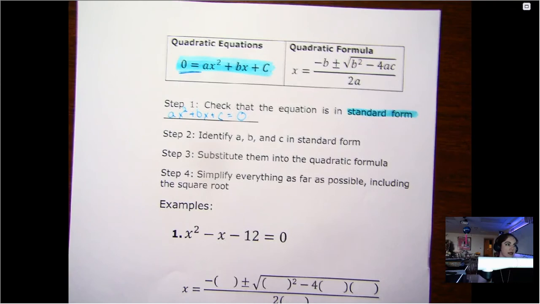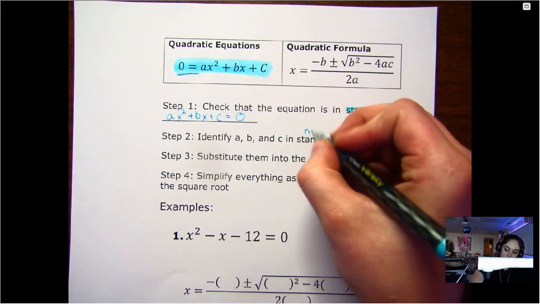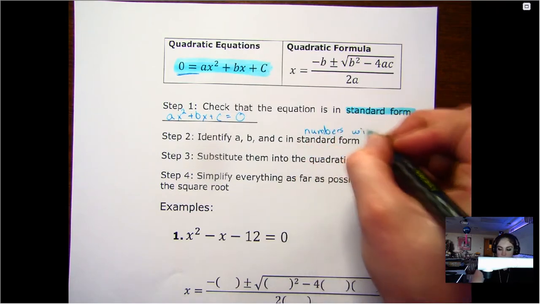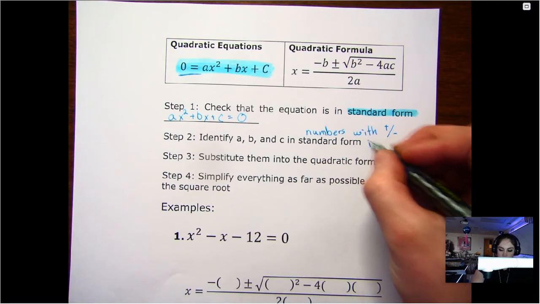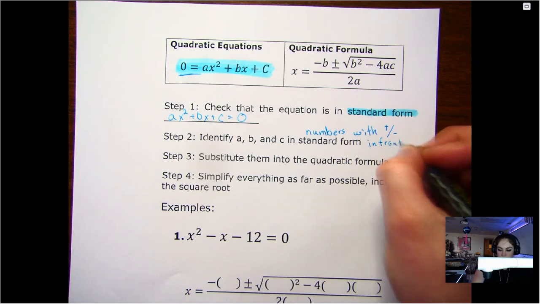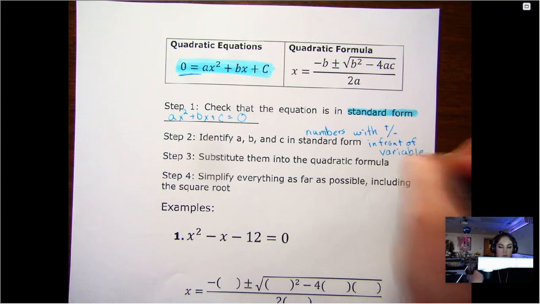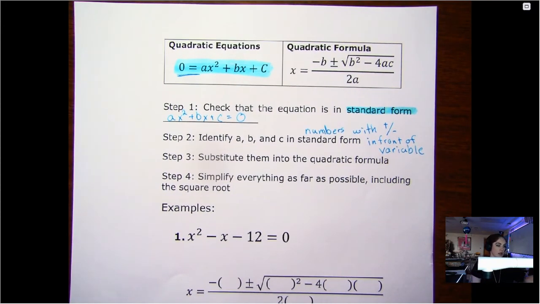Once we see that it is in standard form, we need to identify a, b, and c, which are going to be the numbers along with their signs, positive or negative, in front of the variables. We do not include the variable in our a, b, and c.